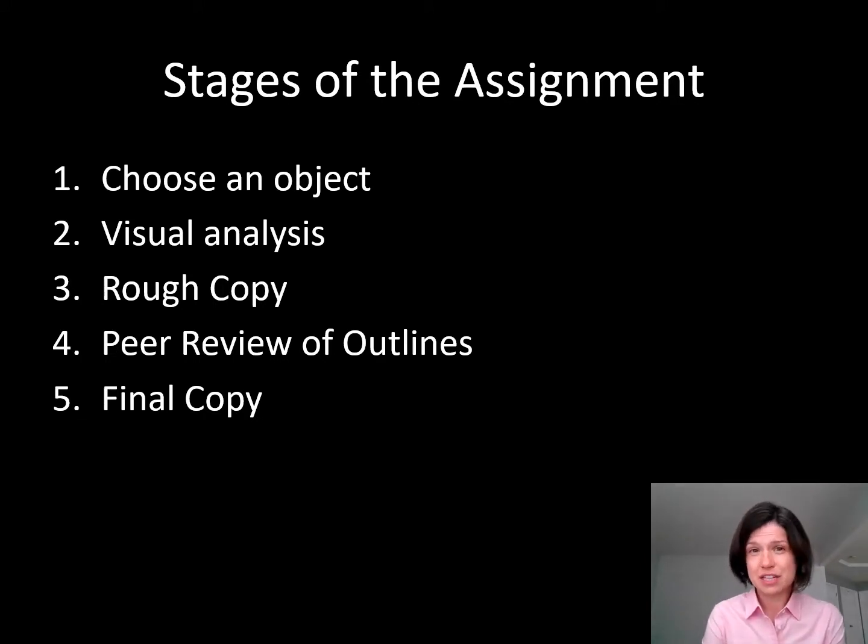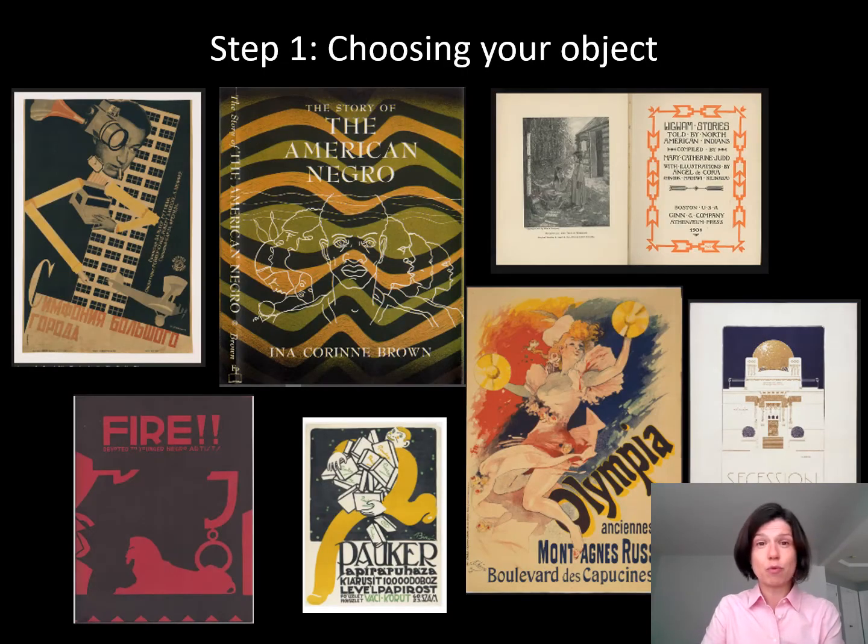There are 5 stages of this assignment, and in the video we're just going to walk through those stages. Step 1 is choosing your object. I have a page in Canvas with each of these 7 objects, and under each object is its title with a hyperlink, and if you click on that hyperlink it'll take you to a museum website, in some cases, that'll tell you some things about the object.